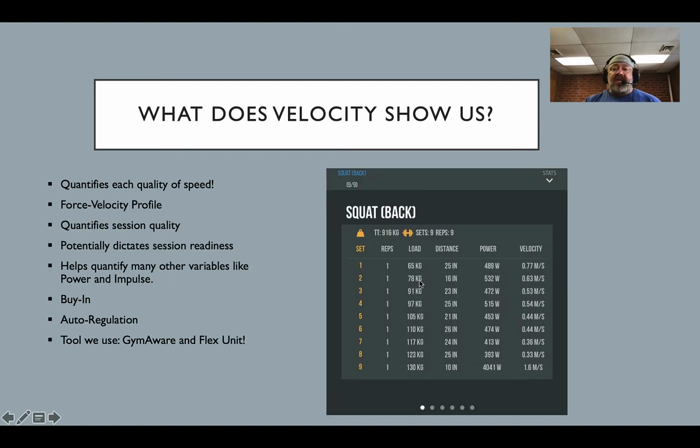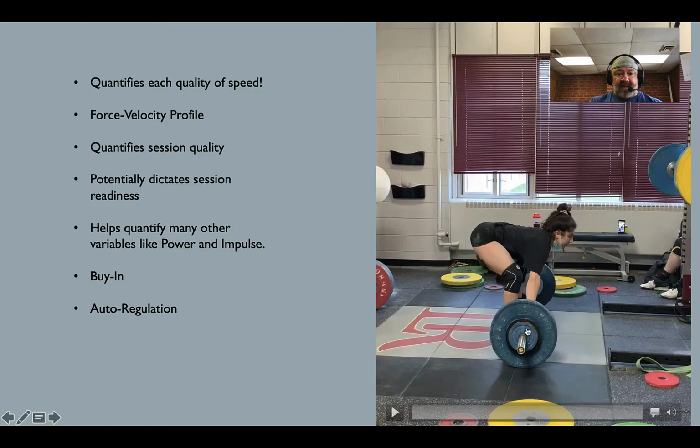Here is actually Mallory's force velocity profile. As you can see, here's the good thing: she's one of our faster athletes, probably the fastest athlete I have under the bar, and her movement is probably the best I have on the team. However, not only her squat but her pulling force velocity profile is slow, especially in these lighter weights.